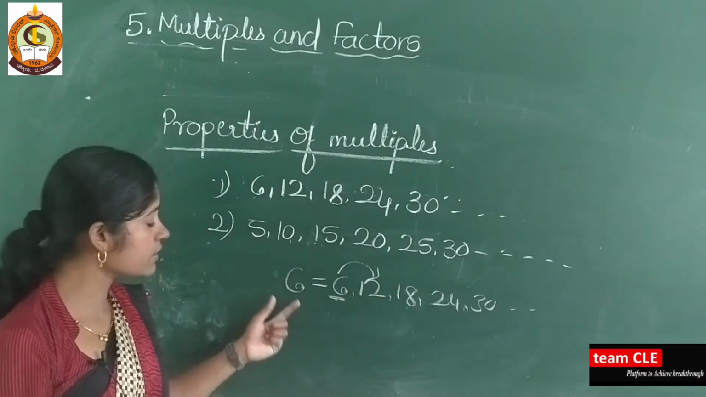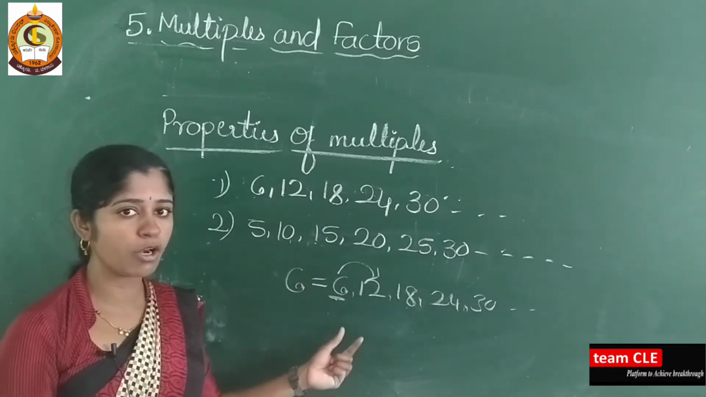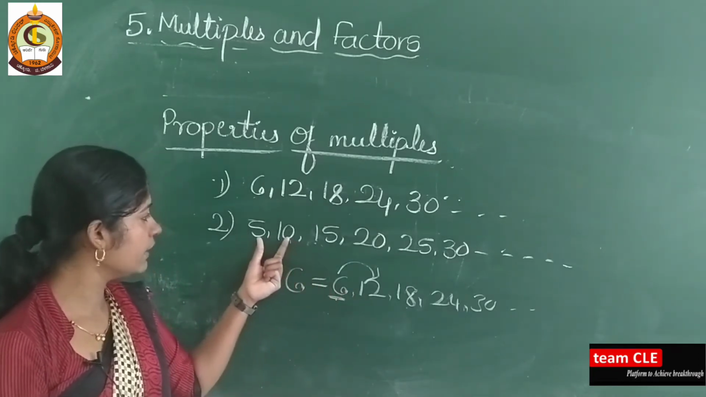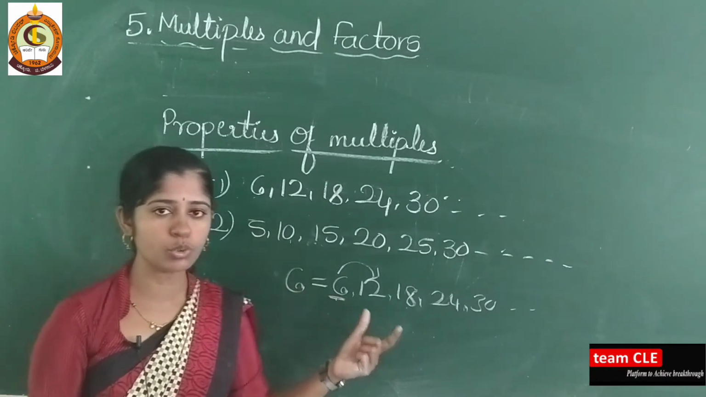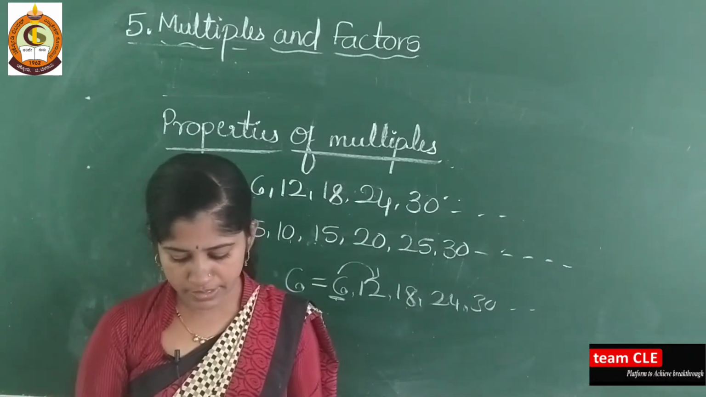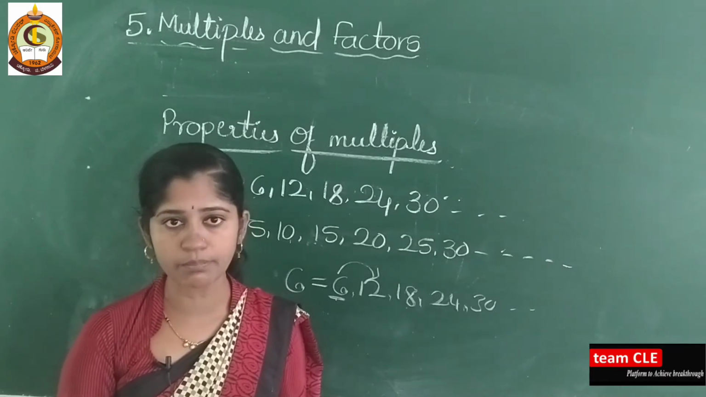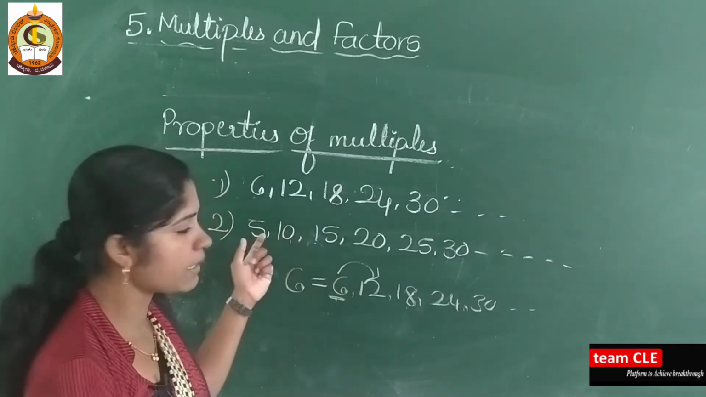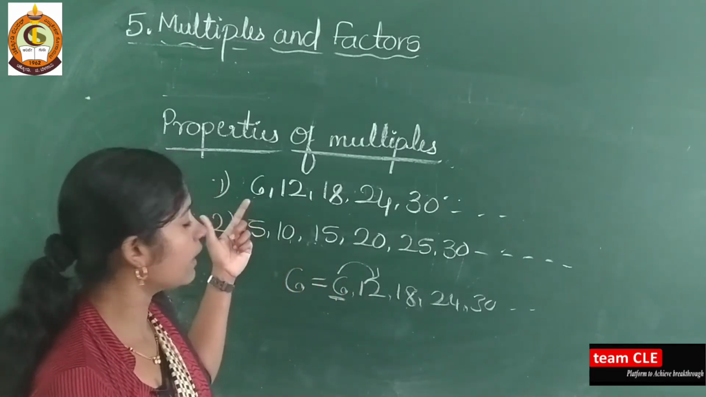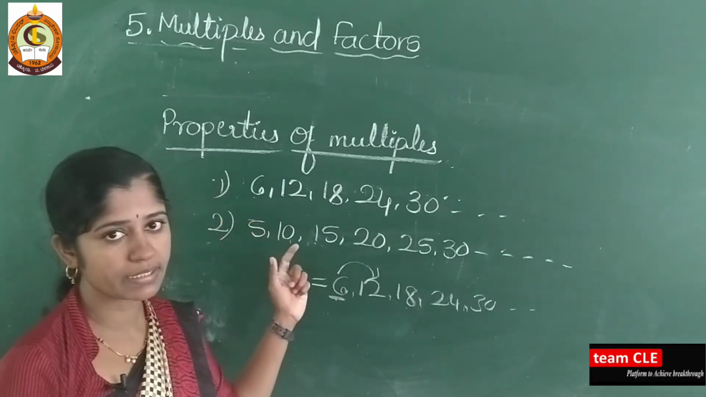And one more: every number is a multiple of itself. See here, in 6 1s the table of 6 is there, in 5 1s the table of 5 is there, in 2 1s the table of 2 is there. So every number is a multiple of itself. For example, 5 is a multiple of itself, 6 is a multiple of itself. And the second property is that multiples are equal to or greater than the given number.